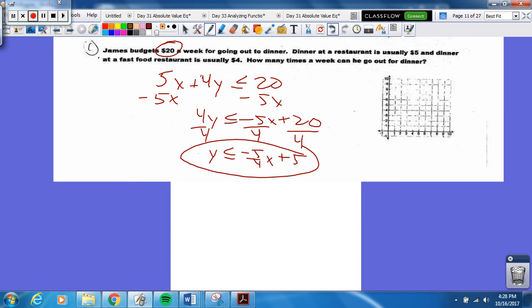There you go. Let's see what we got. So we got 5 here. And we go down 5, right 4. The inequality is equal to, so that means I'm drawing a straight line, just like the second example. And so what if he gets dinner once at a restaurant and once in fast food? Is that less than 20 bucks? 1 and 1? Yeah, that's $9. So yeah, so over here is where my solutions are. There you go. Got it.